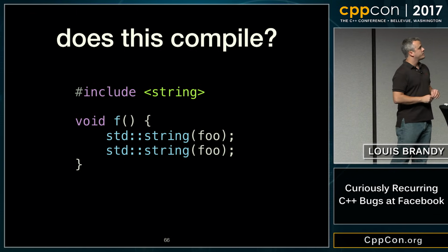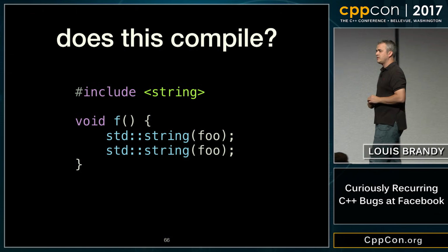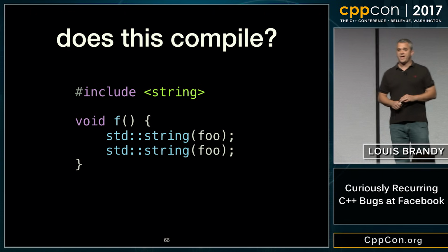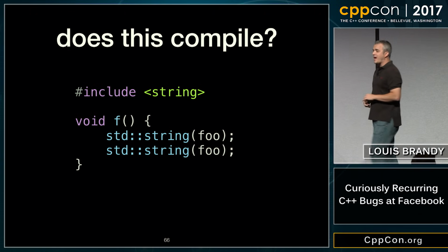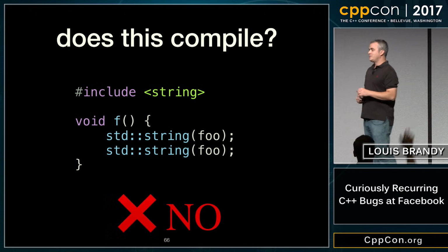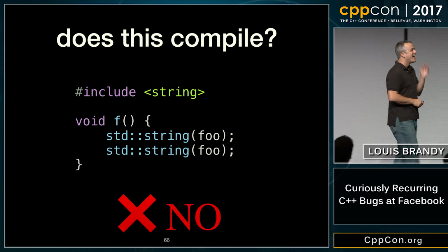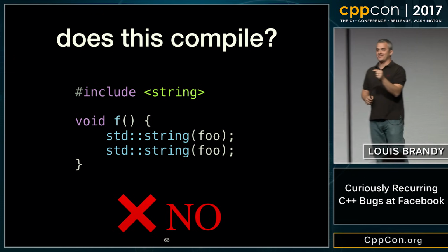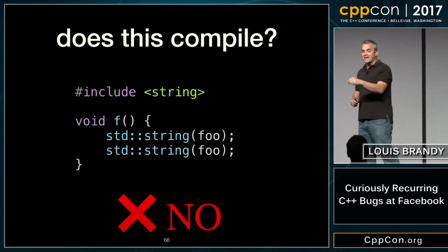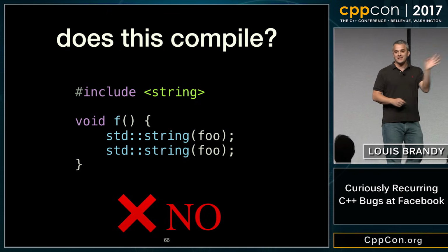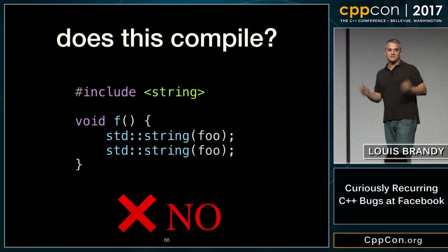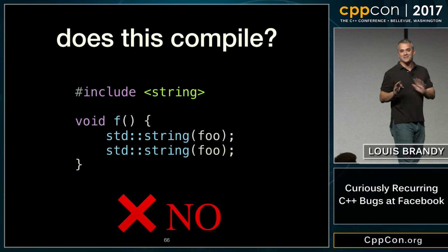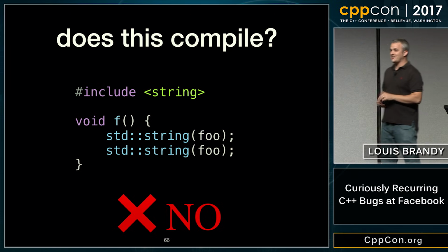All right, let's make it worse. Does this compile? I wrote it twice. It's copy and paste. Raise your hand if you think this compiles. No, this doesn't compile. This is a redefinition error, because if it looks like a declaration, it is a declaration. So this is the same as writing standard string foo. It'll say you can't declare the same variable with the same name in the same scope. So this is a redefinition error.